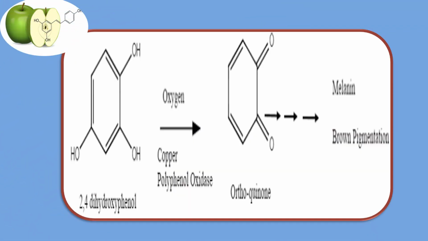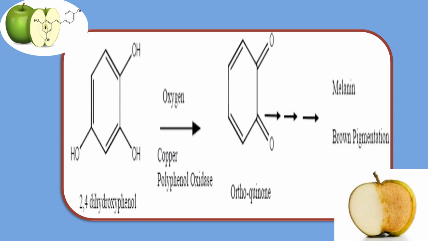This is another pictorial representation of the conversion of a basic phenol compound found in fruits, which undergoes the absorption of oxygen as well as the conversion into the brown pigmentation, which is melanin.